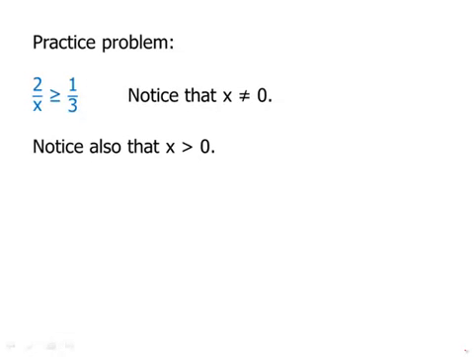Notice also that x has to be positive, because the fraction on the right is a positive number, and so the only way the fraction on the left is going to be greater than it, or equal to it, is if it's also positive. There's no way that it could be negative. No negative can be greater than a positive. So x absolutely has to be positive.